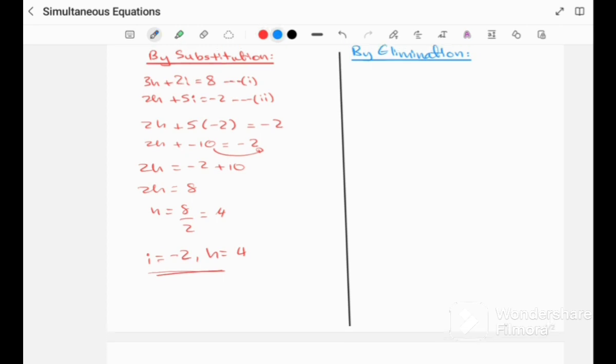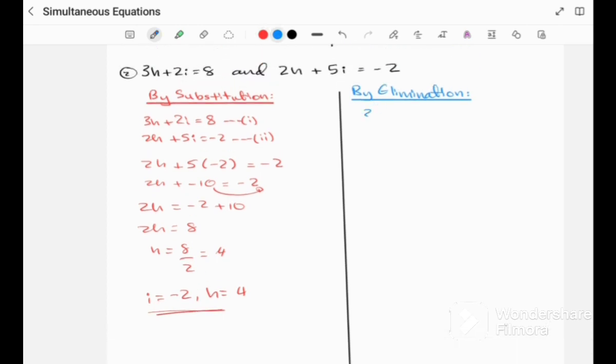Let's go ahead and check out the elimination method. So we have 3h plus 2i is 8. Again, this is our first equation. And we have 2h plus 5i is equal to negative 2. This is our second equation.